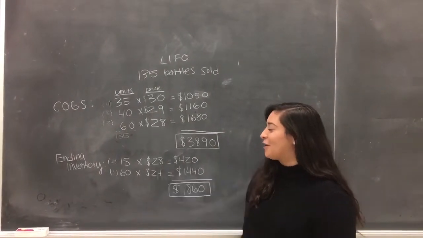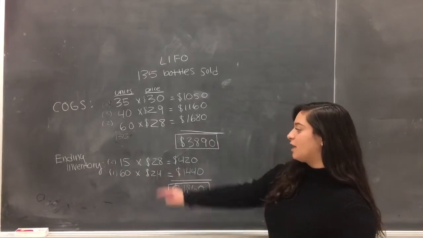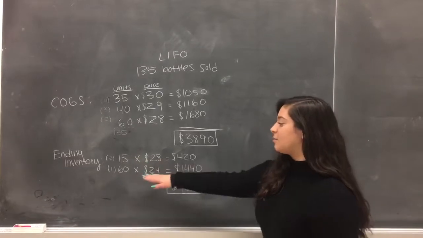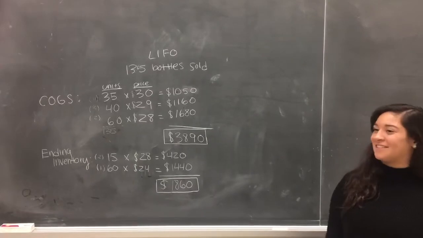Next, for the ending inventory, we took the remaining from the second purchase, which is 15, multiplied by the 28. And then from our entire beginning inventory, we still have the 60, and we multiply that by the 24. We add these sums and get 1,860.